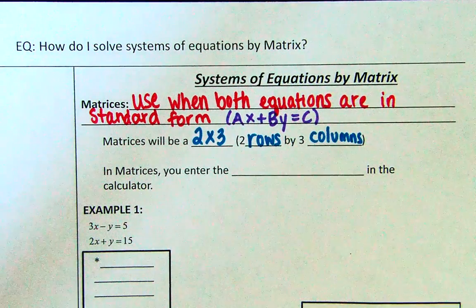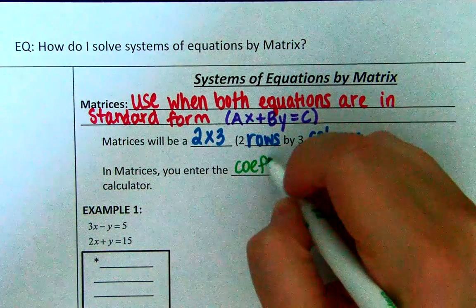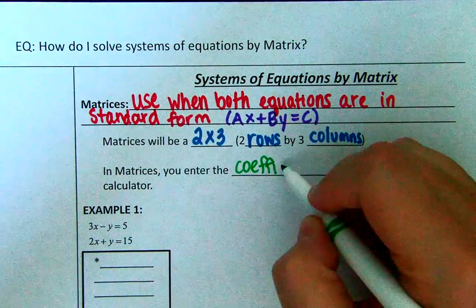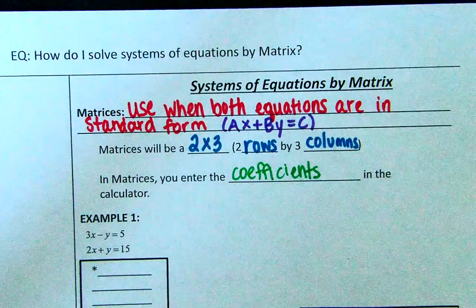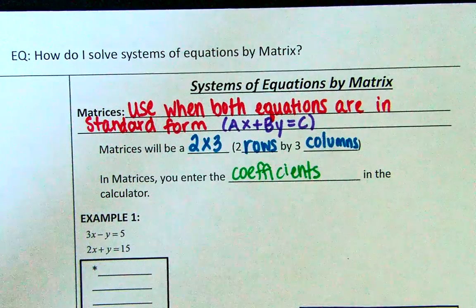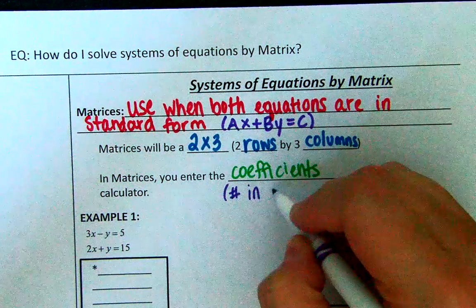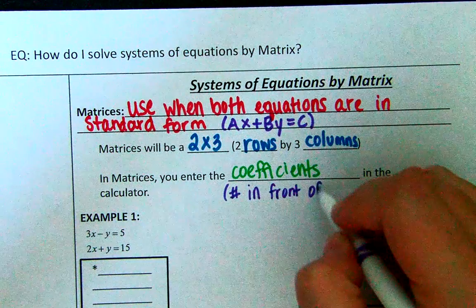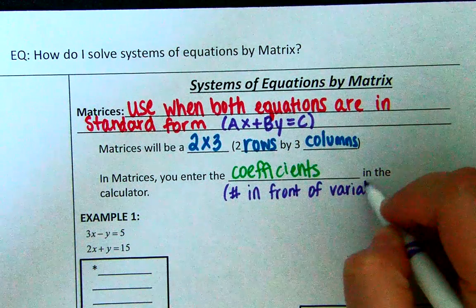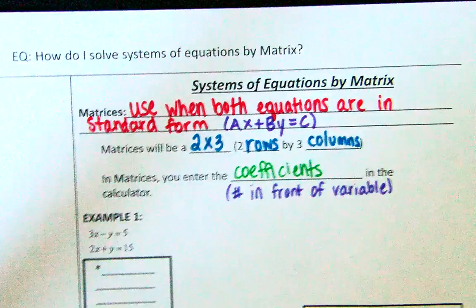In matrices, you enter the coefficient in the calculator. Okay, remember your coefficient is the number in front of the variable. All right, so now let's look at question number 1.